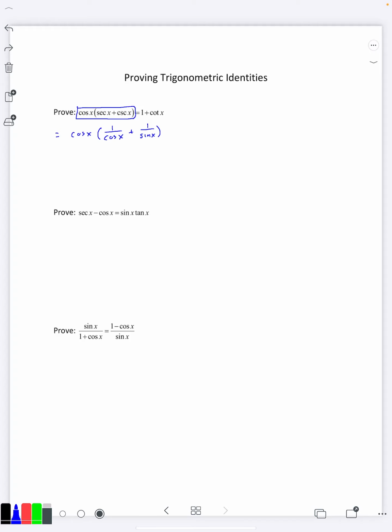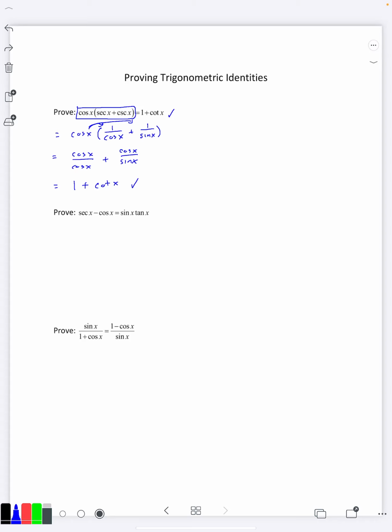In this one, we're going to take this and distribute cosine x in. So the first fraction, I have cosine x times 1 over cosine x, which is cosine x over cosine x. And then the second one, I go cosine times that, and I get cosine x over sine x. And then the last step, cosine x over cosine x is 1. And then we use our ratio identity, cosine x over sine x is cotangent x. And since I was able to get to the right-hand side, I've matched it. That proves that the original two expressions are in fact equivalent.